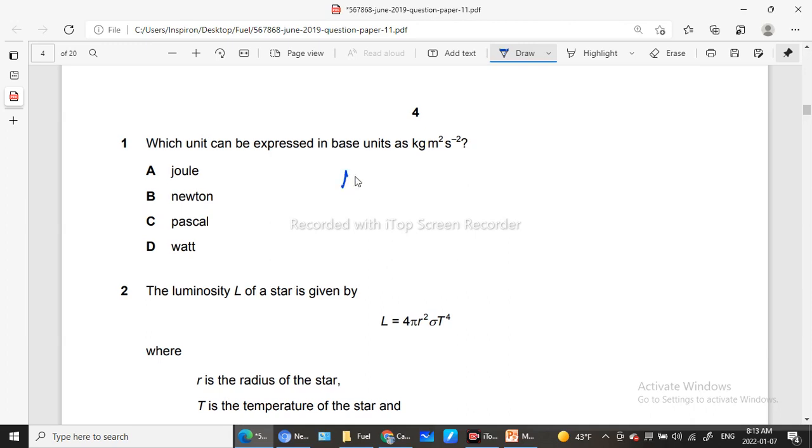The kinetic energy equals half mv squared. So the dimension of kinetic energy: half is a pure number, m is kilogram, and v squared is meter squared per second squared. So this is a unit of energy, and the unit of energy is joule.